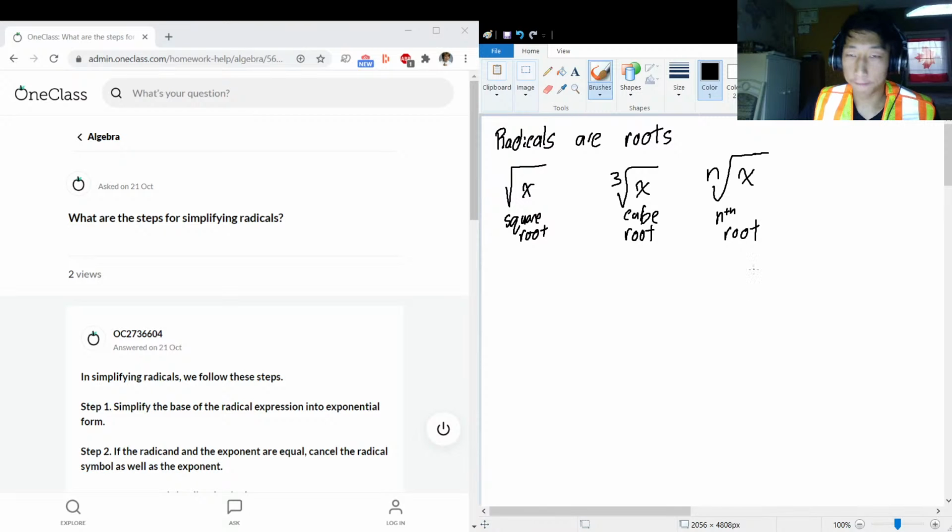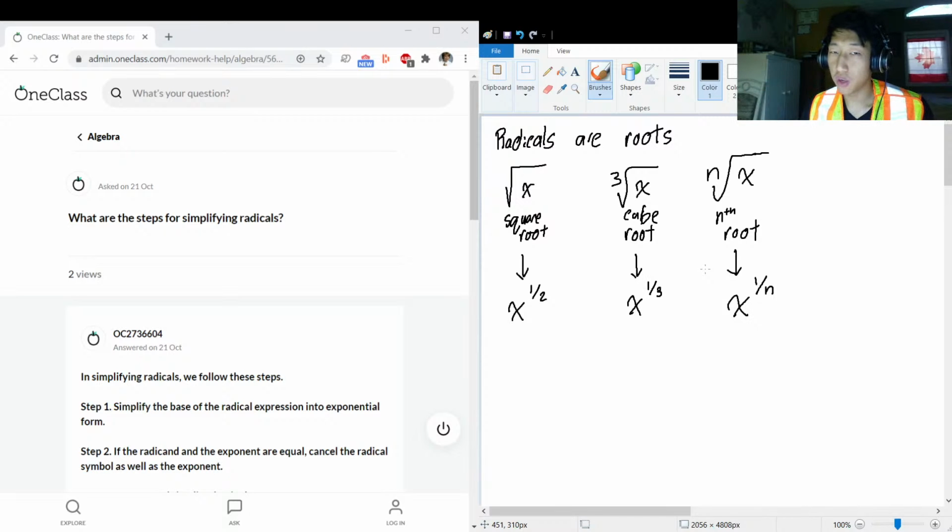Okay, now what you can do is that roots are essentially exponents with fractions. So the square root is equal to x to the power of 1/2. The cube root is equal to x to the power of 1/3. The nth root will be x to the power of 1 over n. Let's say for example we had n equals 5, the 5th root. It would be x to the power of 1 over 5, or x to the power of 0.2, whichever suits your fancy. Okay, that's a great way to start simplifying radicals.